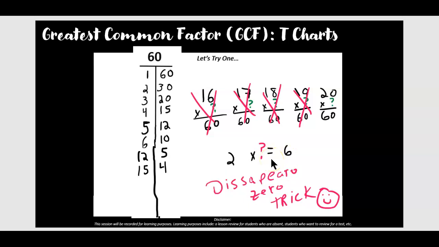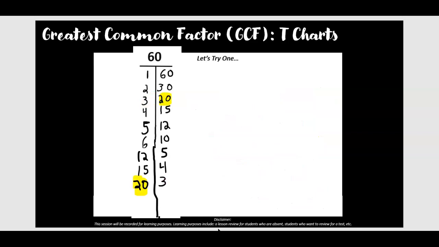Oh, I'm sorry. 2 times something is 6. You know that that's a 3. Now, reappear the zeros. Nothing up my sleeve, and presto, there it is. 20 times 3 is 60. Of course, we already knew that, didn't we? Did it twice. Didn't need to do all that work.